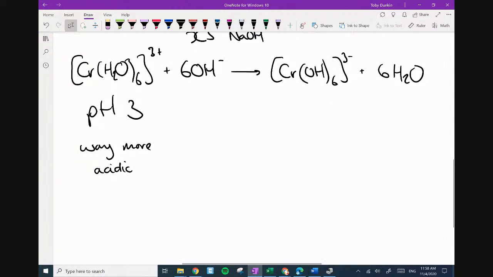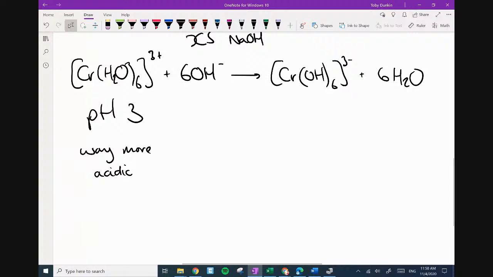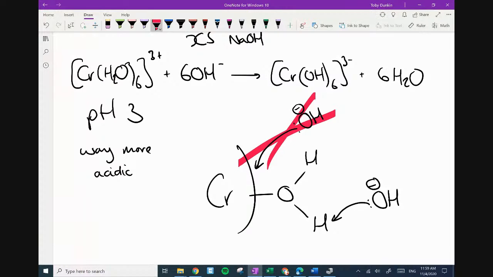This is Lewis acid base. No, this is Bronsted-Lowry acid base because it's proton transfer. Remember that the OH minus in the diagram is removing a proton. It's stealing a proton and not acting as a ligand. This one here is incorrect. Yeah, it's acting as a base.